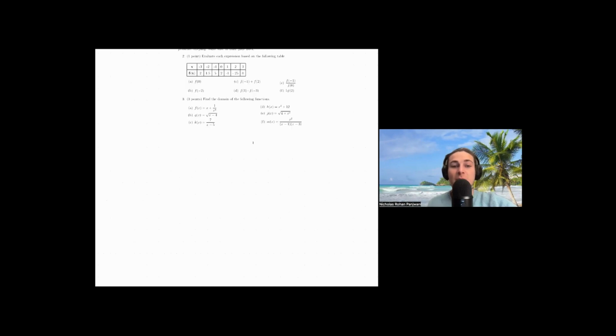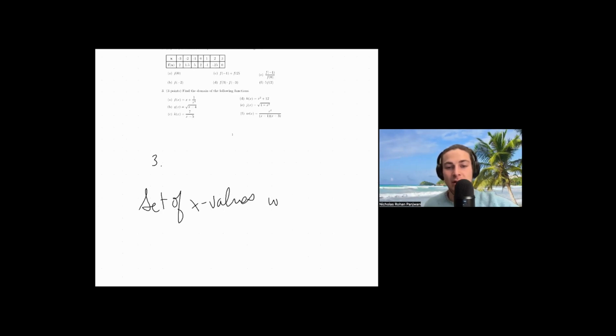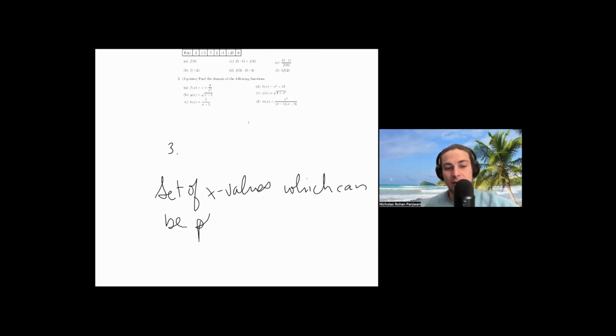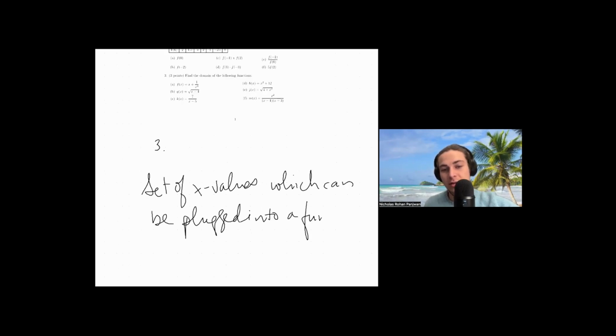Okay, so find the domain of the following functions. Ooh, what is a domain? We have a new term to understand now. So the domain is the set of x values which can be plugged into a function. Just so you have that written there.